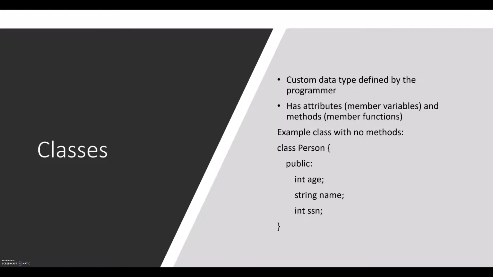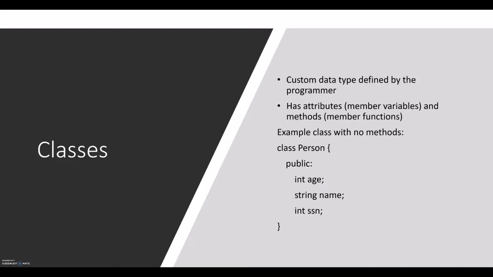Classes are the custom programmer-defined data types that allow us to make these complex objects in our programs. For the person object, I've made a simple class called person, which has three public attributes, those being age, name, and SSN. Each of these attributes is essentially a variable that is tied to the person object. The person's name, for example, is a string attribute of the person class.